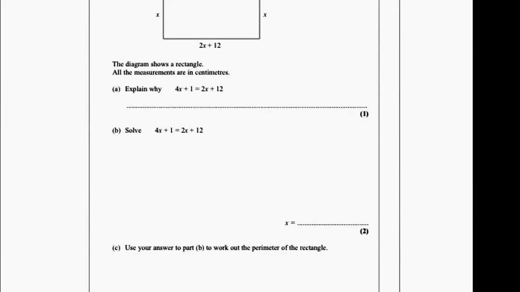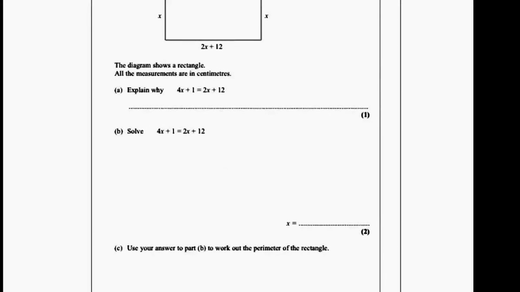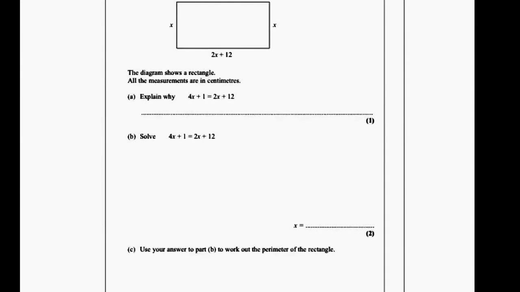Okay, question 6. It says the diagram shows a rectangle and all the measurements are in centimetres. Explain why 4x plus 1 is equal to 2x plus 12. Well, here you just had to recognise that that was this side, 4x plus 1, and this side, 2x plus 12. And of course they're equal.